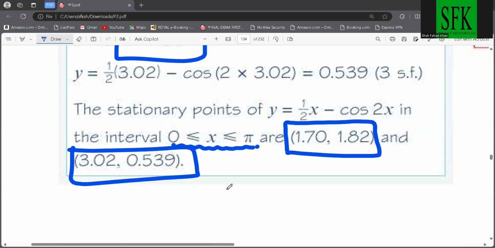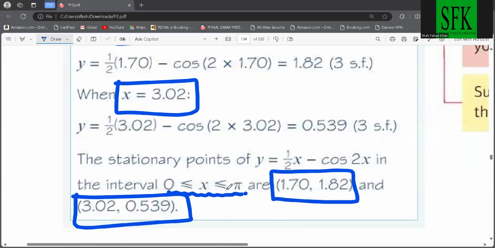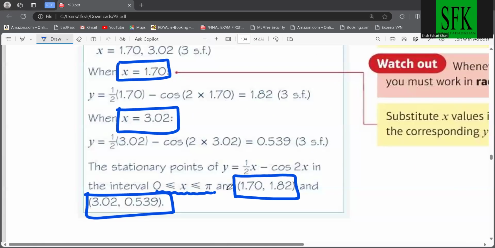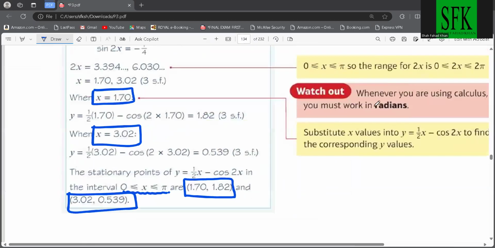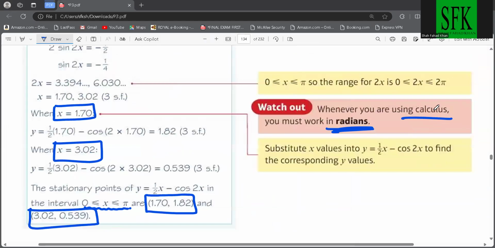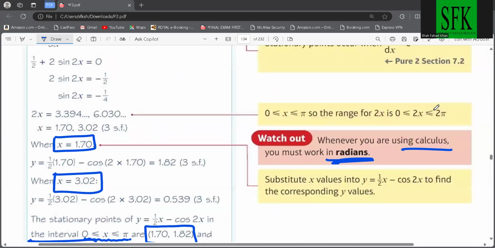I hope that makes sense. Okay. Stationary point is a point. We just found the coordinates of the stationary point. And see, it's even written right over here. Watch out. You have to use your calculator in the radian mode. Okay. Make sure to switch it to the radian mode. And so, yeah, the range is from 0 to pi. Okay. Have to be careful. The 2x is going to be from 0 to 2 pi. Obviously, we multiply the two sides of this answer.